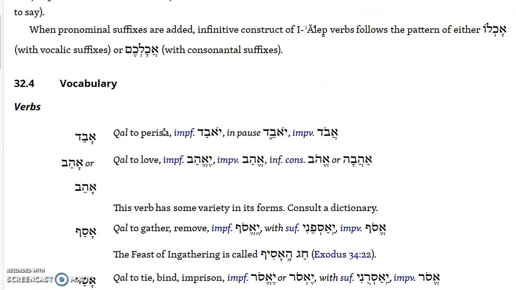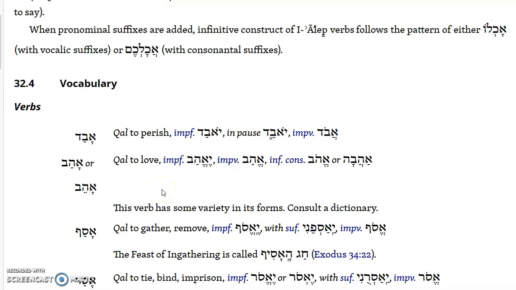We'll see if there's anything to mention on the vocabulary. He begins with avad, which he gives the qal definition as to perish, though it can also mean to wander or go astray, perishing being kind of a derived meaning from that kind of idea. The imperfect form will be like amar, having the yovad being the imperfect form. In pause it becomes yoved, and then the imperative is avod with hataf patah under the aleph.